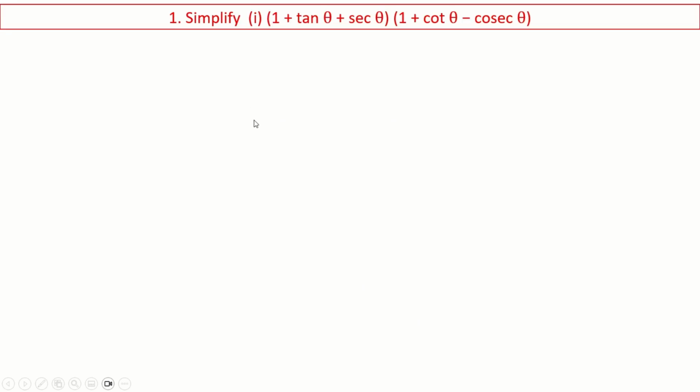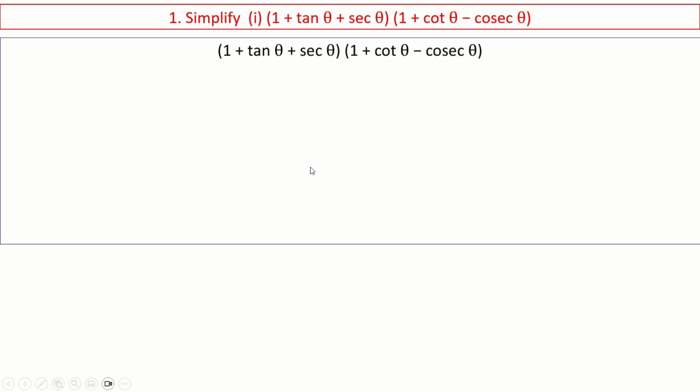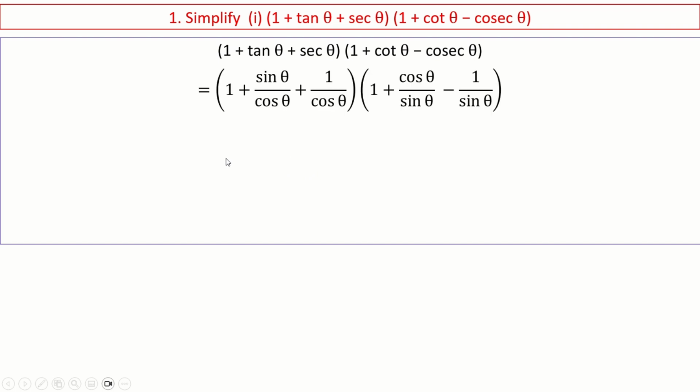Simplify 1 plus tan theta plus secant theta into 1 plus cot theta minus cosec theta. So this is the one. Since tan theta, I wrote it as sine theta by cos theta plus 1 by cos theta, and similarly here. So this will become cos theta plus sine theta plus 1 into sine theta plus cos theta minus 1, divided by the LCM of both of these, which is sine theta cos theta.